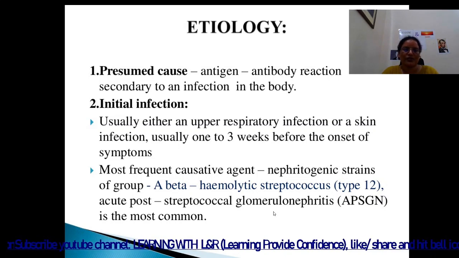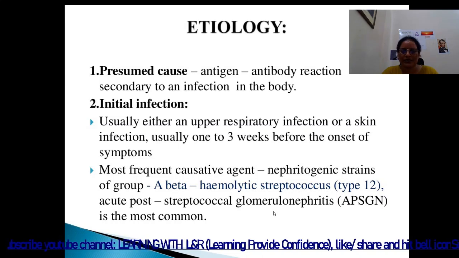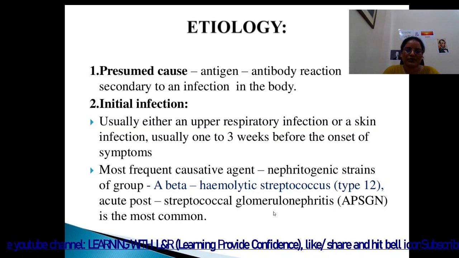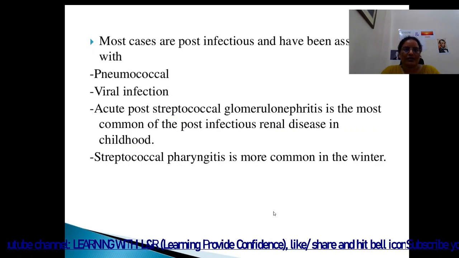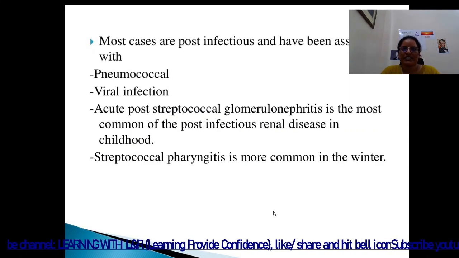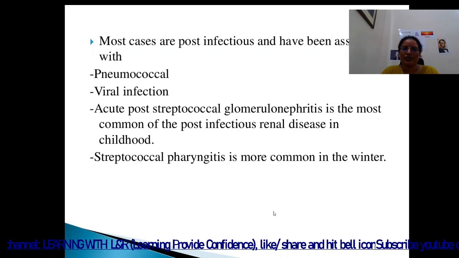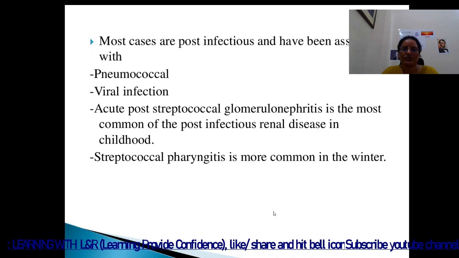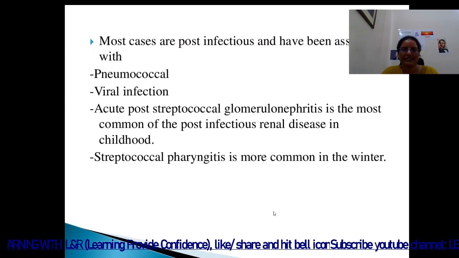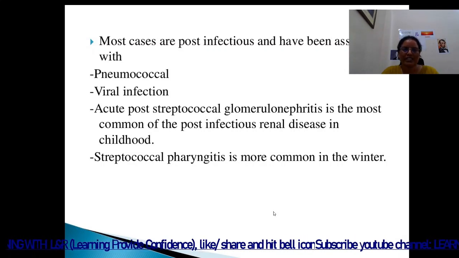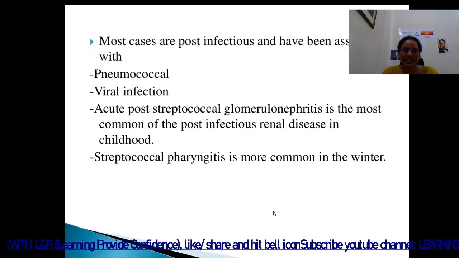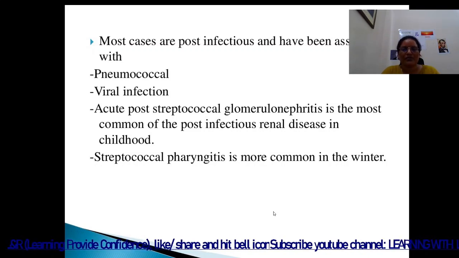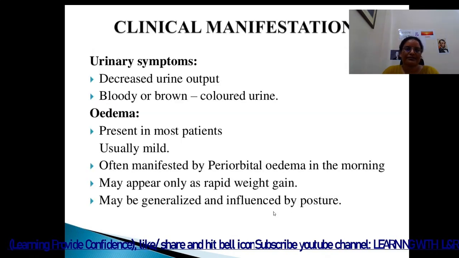nephrogenic strains of group A beta hemolytic streptococcus. Acute post-streptococcal glomerulonephritis is the most common. Most cases are post-infectious and have been associated with pneumococcal and viral infections. Acute post-streptococcal glomerulonephritis is the most common of the post-infectious renal diseases in childhood. Streptococcal pharyngitis is more common in the winter.